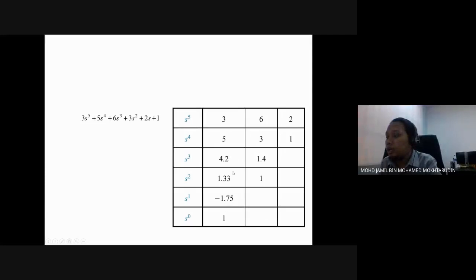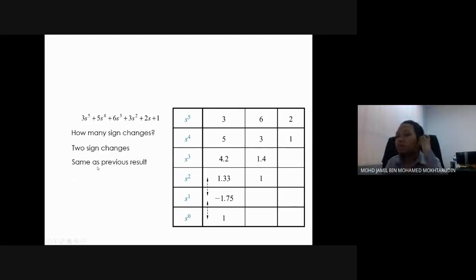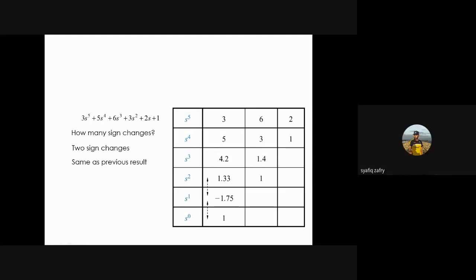So you will get no zeros in the first column, and then you get the same result, which is the same sign changes here, 2 sign changes. So it is the same as the previous result, okay? So if you are confused with the epsilon method, you can use the alternative method. Alright, okay sir, thank you.